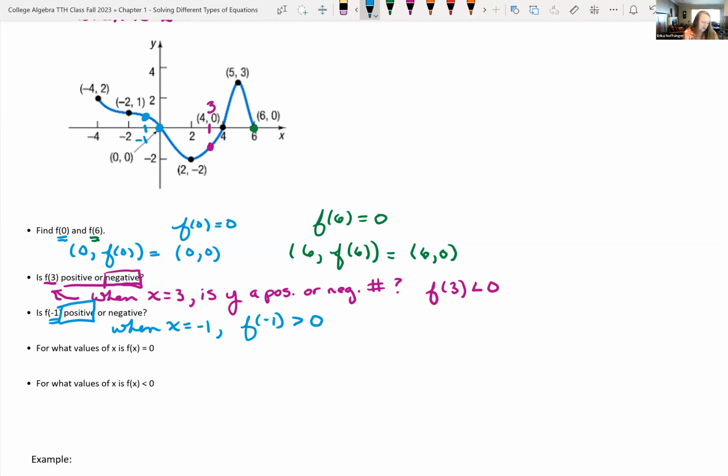So what values of x give us back f of x equals 0? Another way to state this is, what values of x give us back y equals 0? Well, when y is 0, it happens to be when x is also 0.